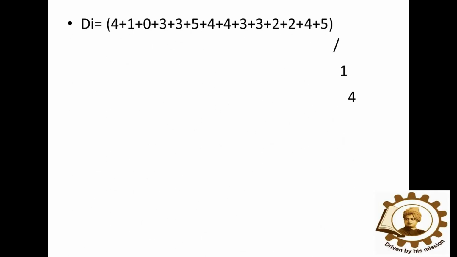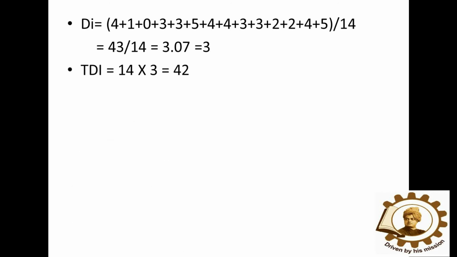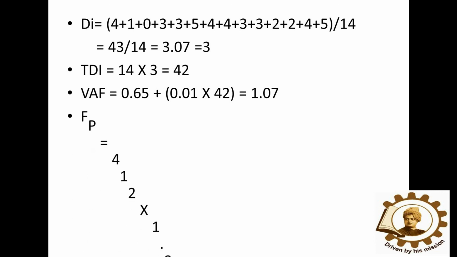Now we are calculating the DI. DI is the average of the given complexity factors. TDI is 14 into DI, here it is 3, equal to 42. VAF is equal to 0.65 plus 0.01 into TDI. TDI is 42, so the calculated value of VAF is 1.07.